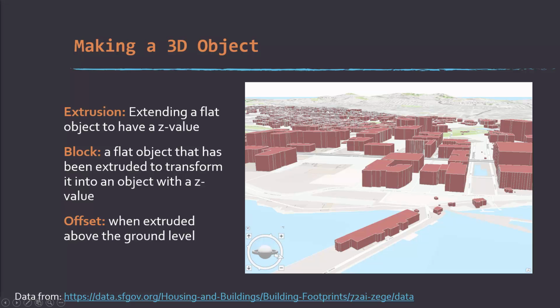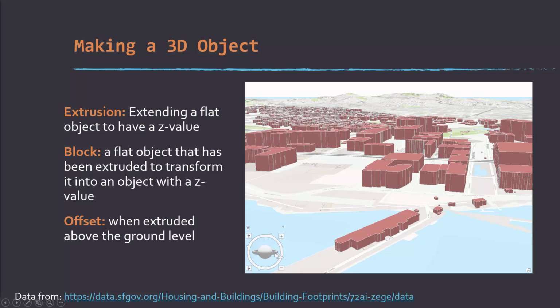Whenever you take a two-dimensional object and turn it into a 3D object in Pro, there are a couple sets of terms you should probably be aware of. Extrusion is the process of taking a flat object and extruding it to a height using a z value. For example, these objects were basically just polygons, and I've extruded them to a height based on an attribute in their attribute table. A block is a flat object that has been extruded to transform it into an object with a z value or height, so basically going from a 2D to a 3D object.